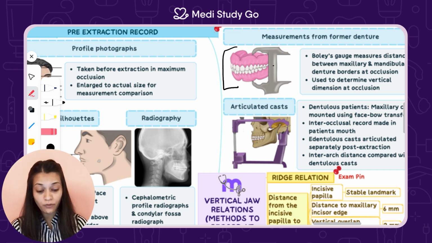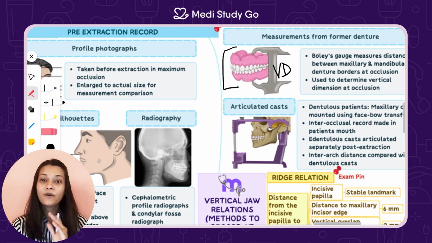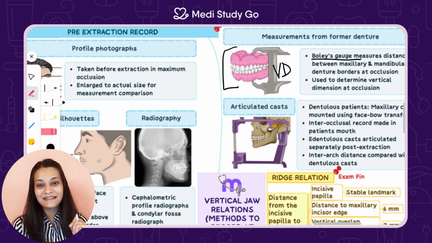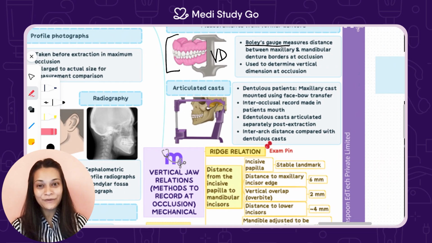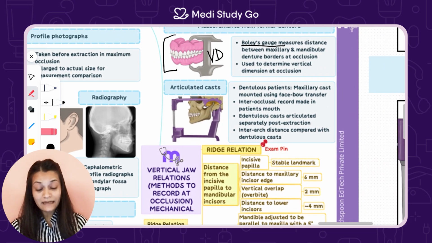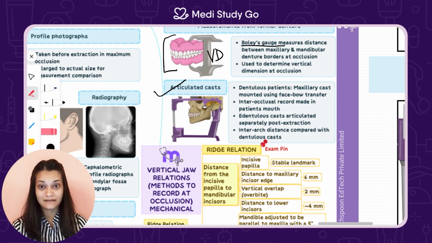So if you have your vertical dimension that is correct, you can directly use Boley's gauge, measure the distance and transfer it to your new casts. And then you can also use articulated casts.